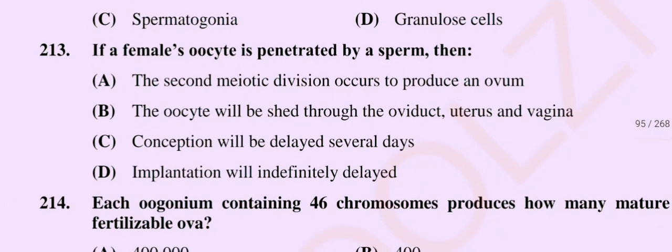Question number 213. If a female's oocyte is penetrated by a sperm then, option A, the second meiotic division occurs to produce an ovum. Option B, the oocyte will be shed through the oviduct, uterus and vagina. Option C, conception will be delayed several days. Option D, implantation will be indefinitely delayed. So the correct option is option A. The second meiotic division occurs to produce an ovum is the correct option.